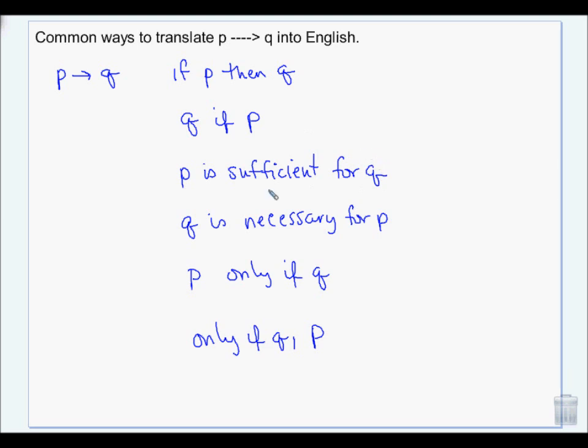Q is necessary for P. Being a male is necessary for being a father. P only if Q. A person is a father only if that person is male. And then only if Q, P. Says only if a person is male is that person a father. So those are just different ways to say the same thing.